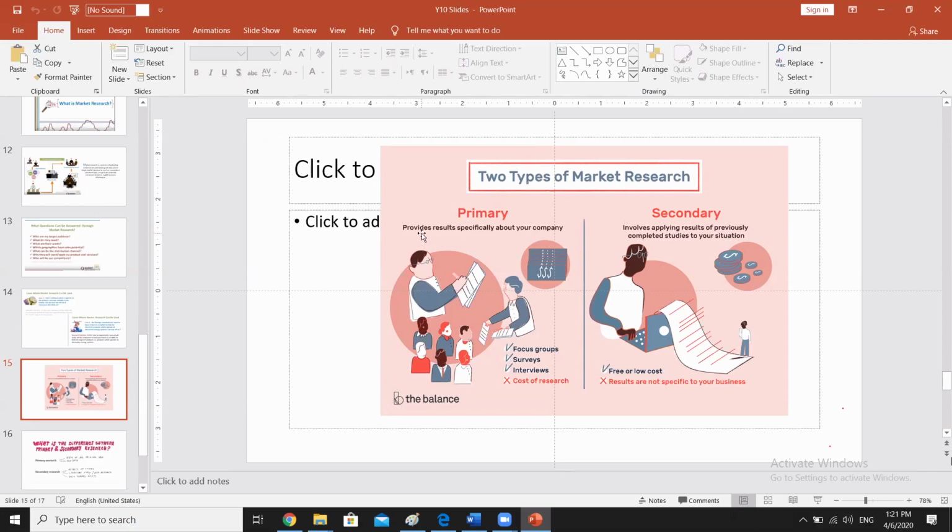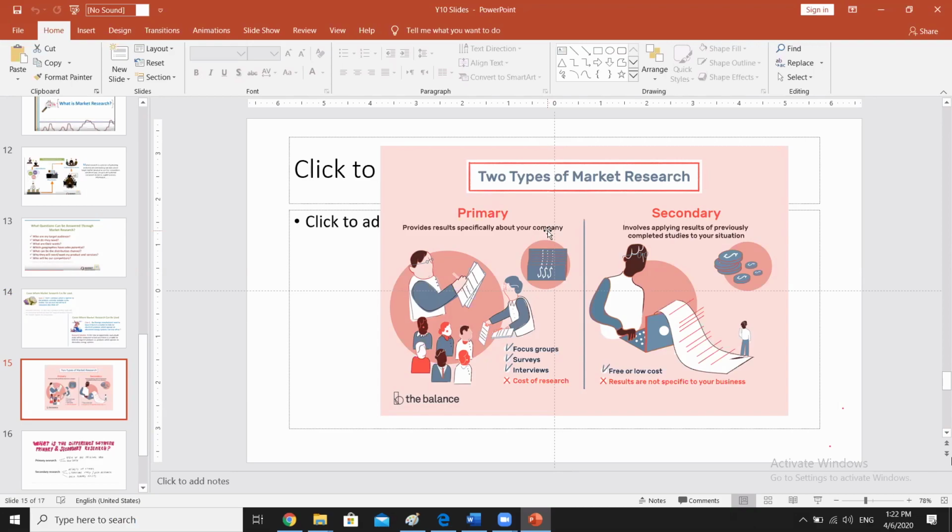Primary means this: provides results specifically about your company. So you do this research, you do this collection yourself for the purpose of your business. Okay? So you might do questionnaires, you might do surveys, you might do in-house studies. We'll talk about the methods of primary research later on, but that's the difference between primary and secondary. You do the research yourself. Okay? And it's done exclusively for the purpose of your business.